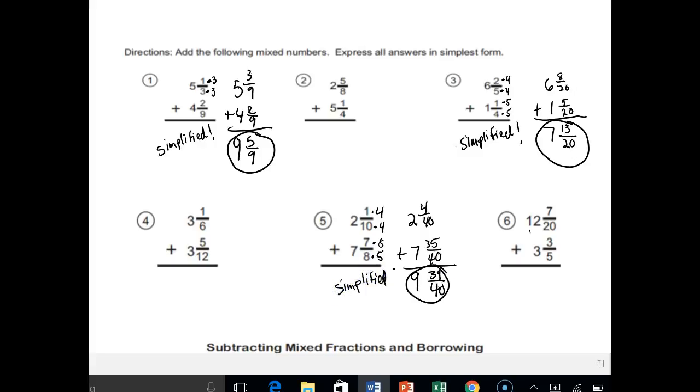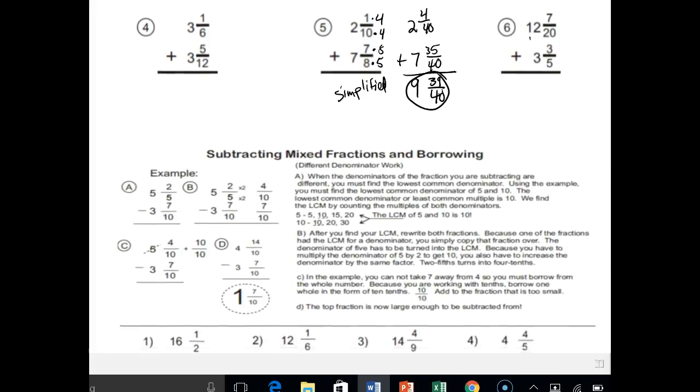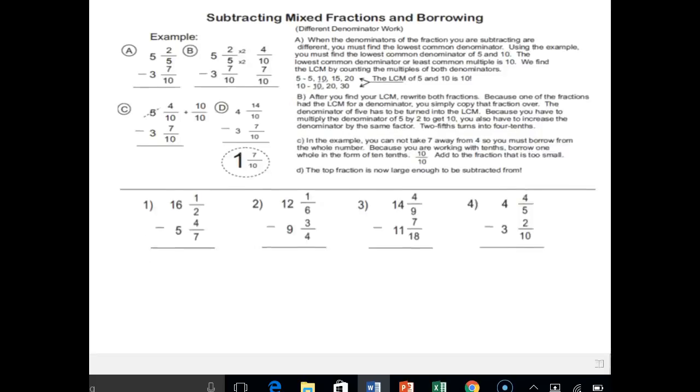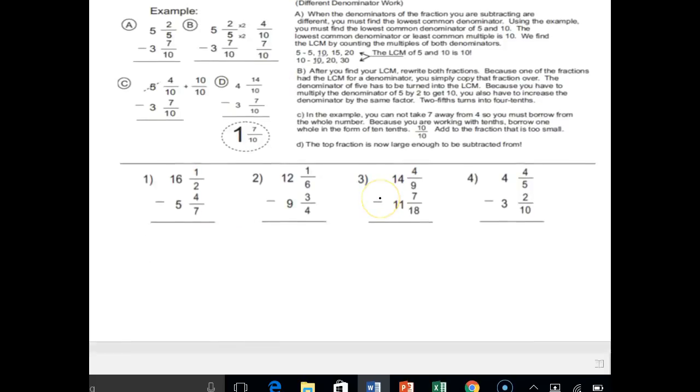Okay, now we have some subtracting problems with borrowing. So here are some examples of how to remember how to borrow. All right, so the common denominator between 6 and 1/2 and 5 and 4/7 is 14. So say times 7, times 7, times 2, times 2. Here we get 16 and 7/14, and here we get minus 5 and 8/14.